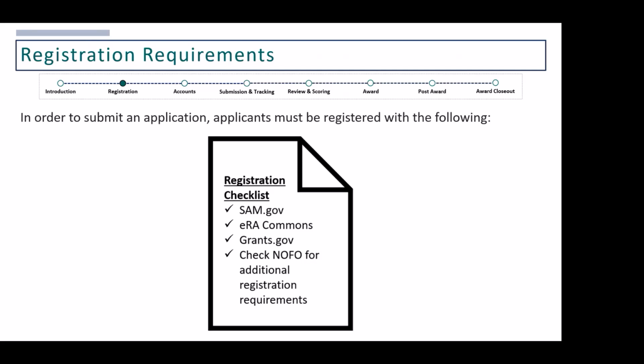Applicants should be registered with grants.gov as applications are submitted through the grants.gov portal, and with eRA Commons to track the submitted application. Additional registrations may be needed depending on the notice of funding opportunity. Applicants are encouraged to review the requirements on the NIFA site when preparing for their application submission.